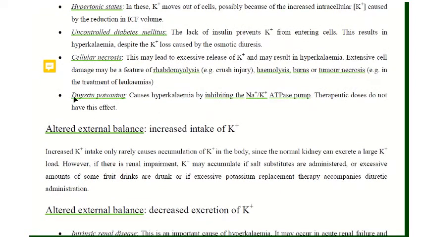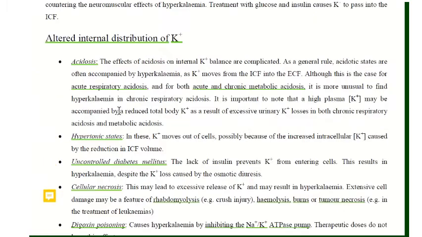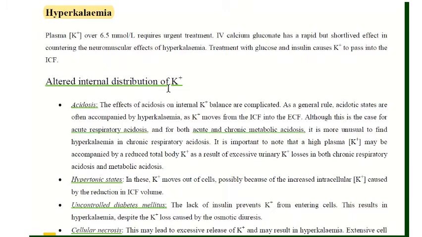The other cause مثلا digoxin poisoning causes hyperkalemia by inhibiting the sodium potassium ATPase pump. Therapeutic doses do not have this effect. إذن هذني أسباب altered internal distribution of potassium اللي تسبب الهايبركاليميا.